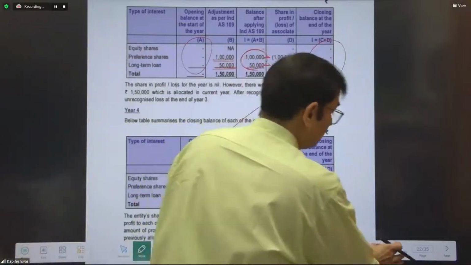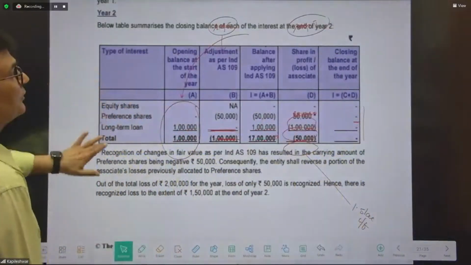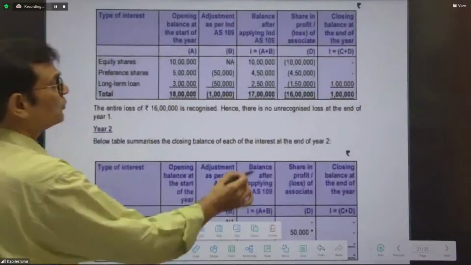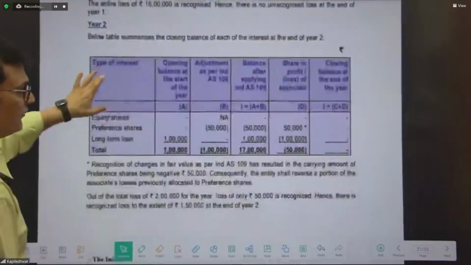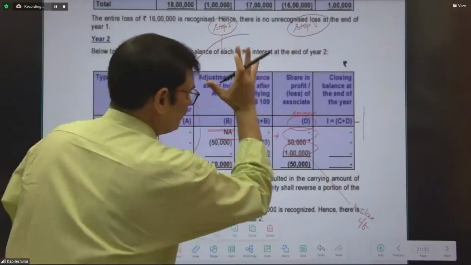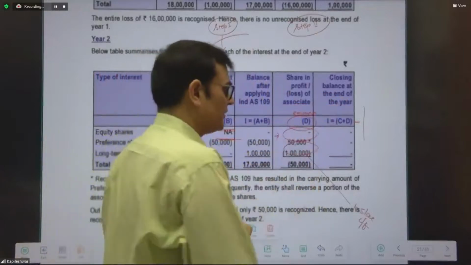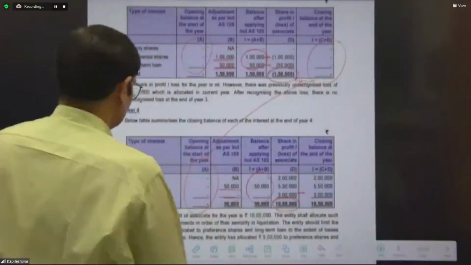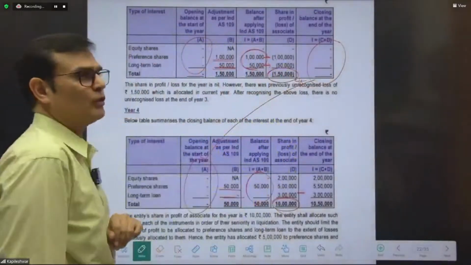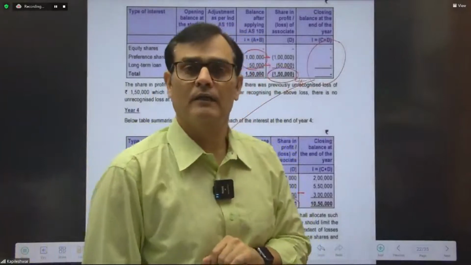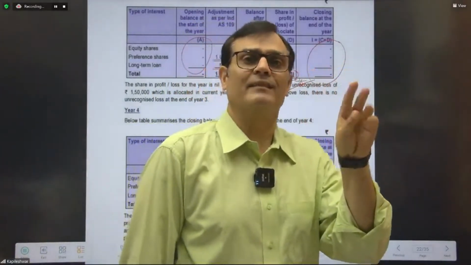Then let's go to the preference and see what is the losses you've given to these people in terms of preference. Preference, you gave a loss of 4 lakh 50. Then you gave a reversal of 50. So 450 minus 50, losses given 4 lakh, and you gave a loss of 1 lakh. So total losses given so far is 5 lakh. 450 in the first year, 50 reversed in the second year, plus another 1 lakh in the third year.